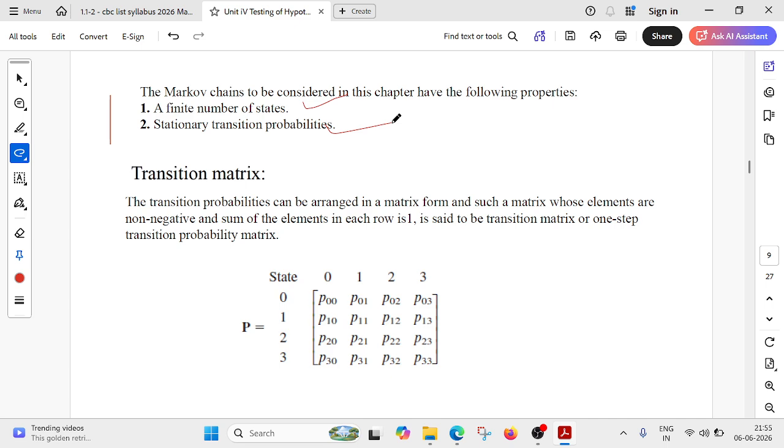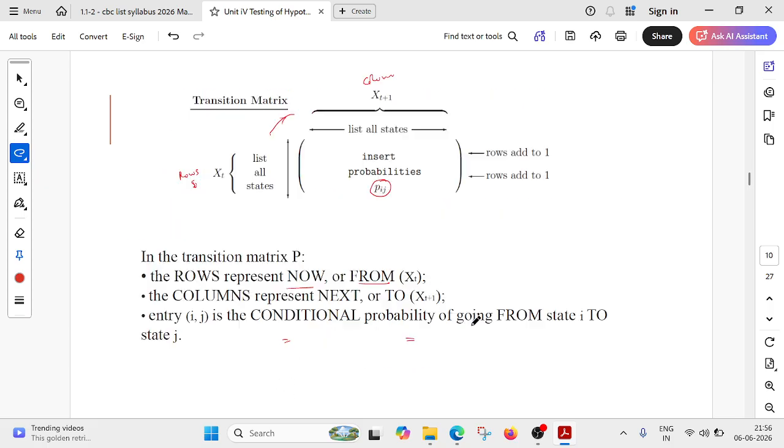Now, first we are seeing the transition matrix. The transition probabilities can be arranged in a matrix whose elements are non-negative and the sum of all the elements in each row should be 1. This is mandatory, and it is called the transition matrix or one-step transition probability matrix. The transition probability matrix will be like this. This is a 4 by 4 matrix, and the states will be 0 to 3.